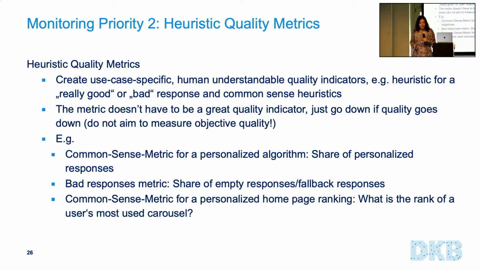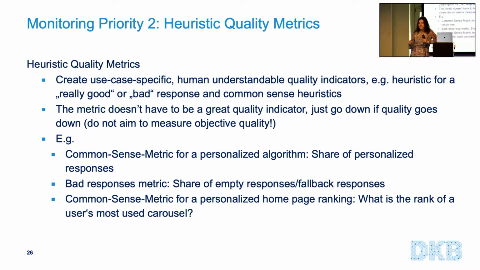Okay, a next thing that is very useful to do is a human understandable heuristic. I'm coming from recommender systems, and I was once at a talk by the Spotify people, and they have a personalized homepage ranking, and they said that they have a heuristic that checks for each personalized algorithm the rank of your most used box.